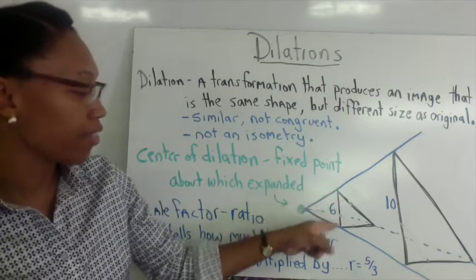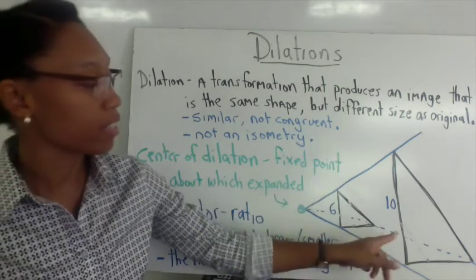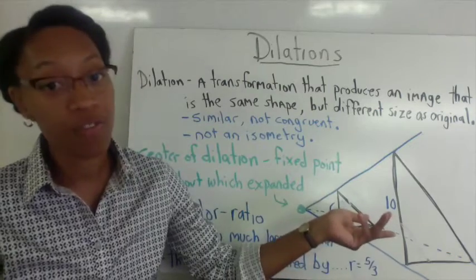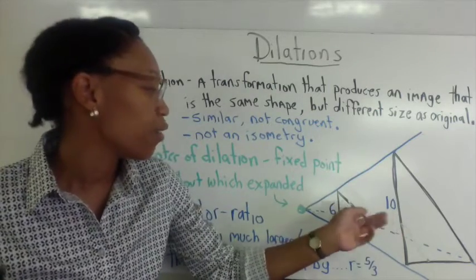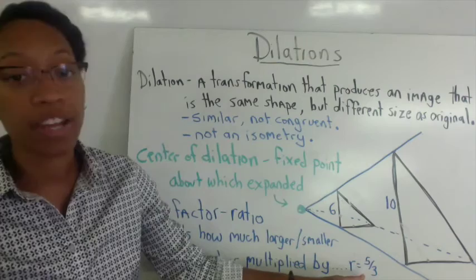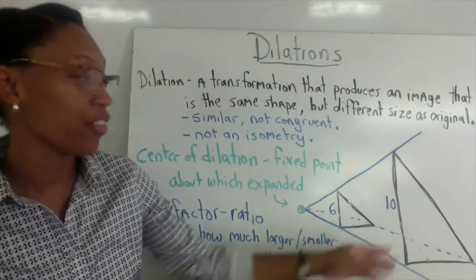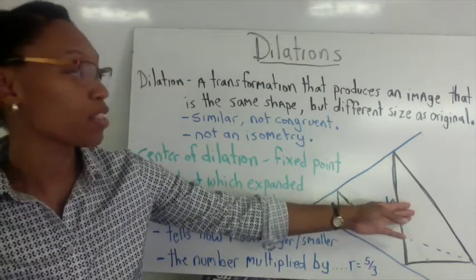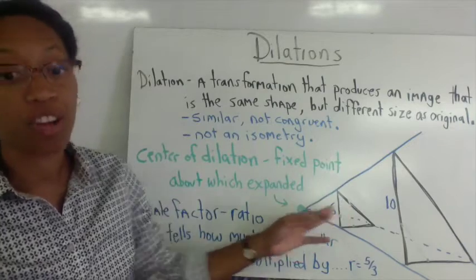If this length of the side used to be 6 and now it's 10, I can make a ratio of those two sides. 10 over 6 reduces to 5/3, so the ratio tells us that the large triangle is 5/3 bigger than the small triangle.